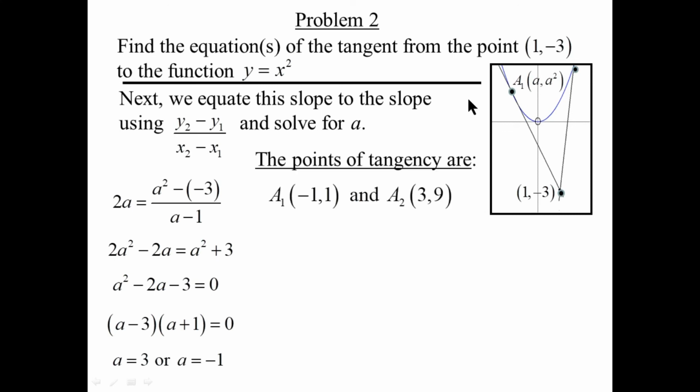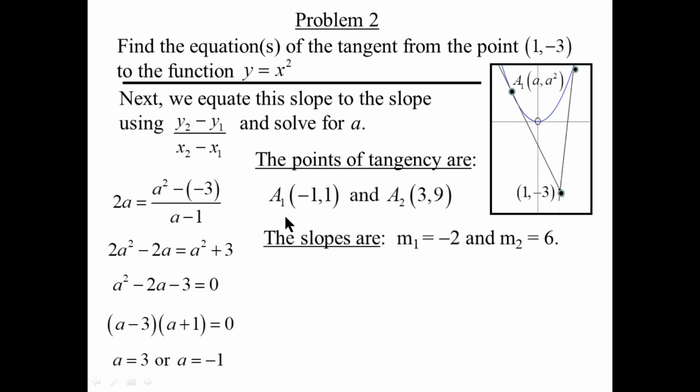Taking them separately, if a equals negative 1, then we know it's on the curve, so y must be x squared because y equals x squared, so the y value must be negative 1 squared. Meanwhile, if a is 3, then the y value that goes with the 3 must be 9 because y equals x squared. And there we have our points of tangency.